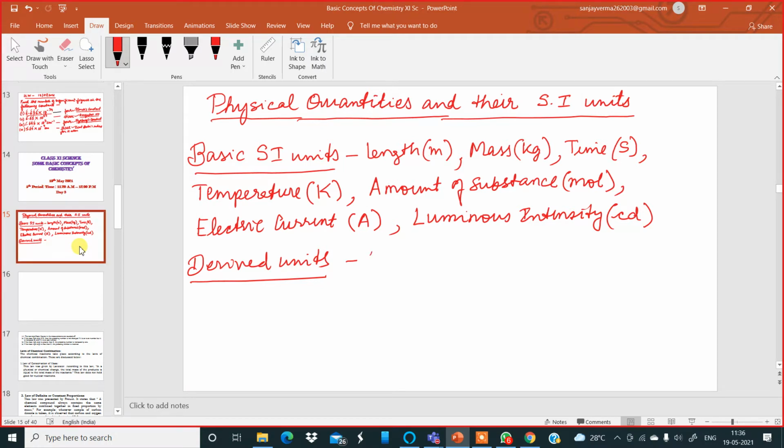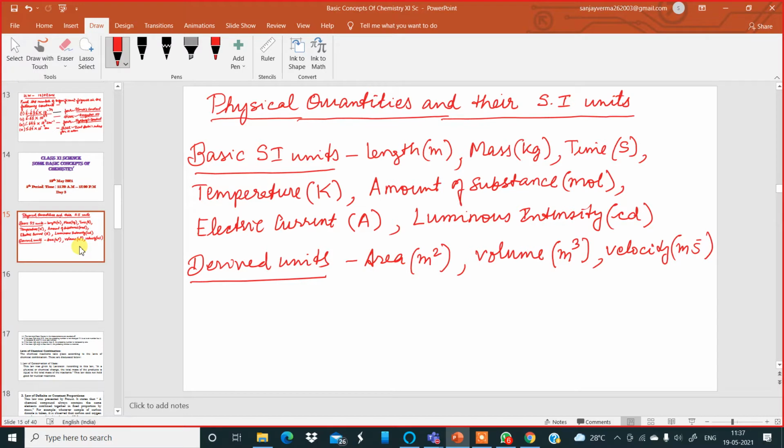First, I can talk about area. Its SI unit is meter square. I am talking only about SI units, System International. The other one is volume. For volume, the SI unit is meter cube, cubic meter. The other one is velocity. Velocity is meter per second.